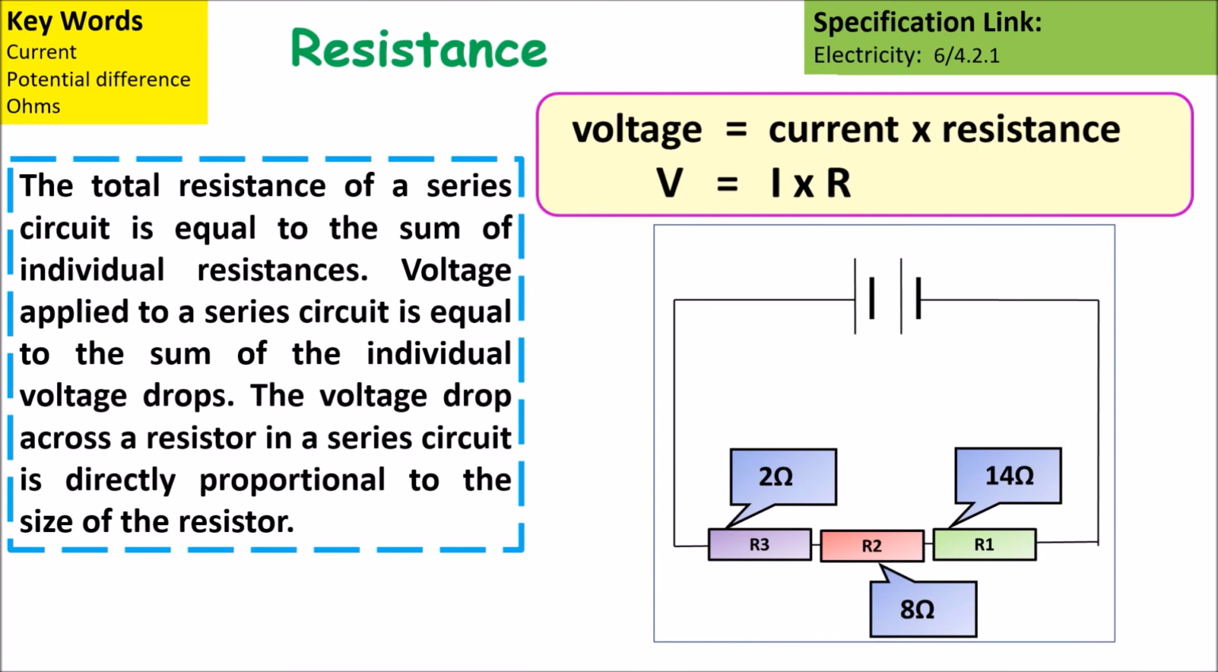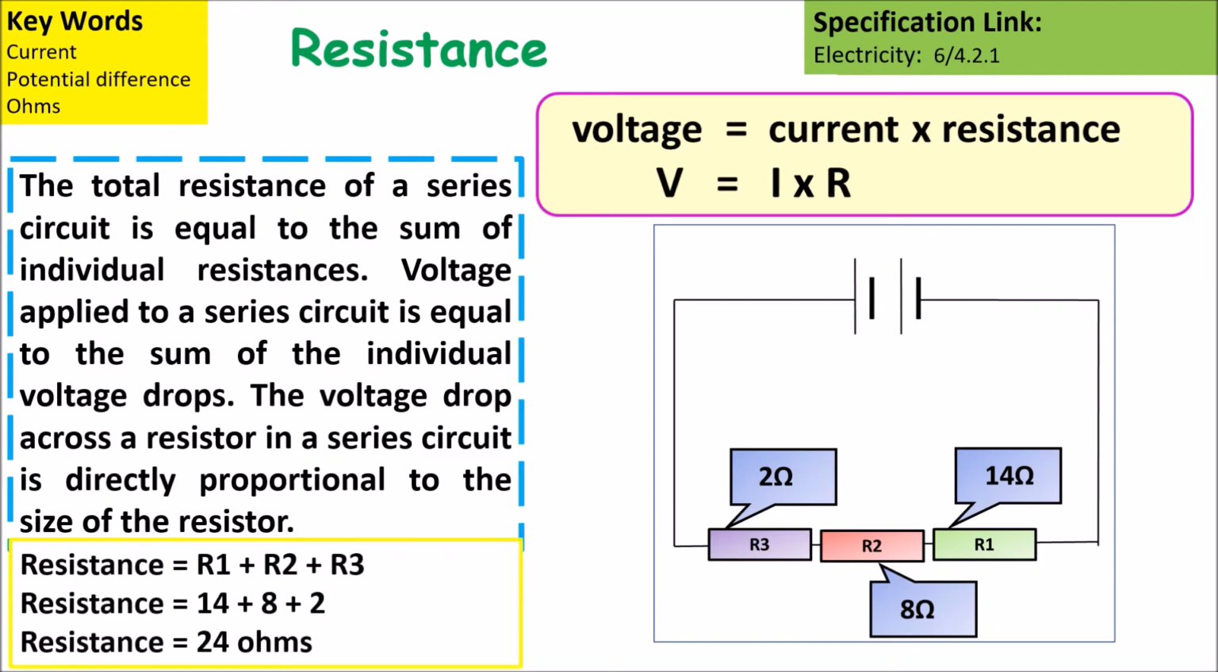The total resistance, like we've said, is made up of the sum of the individual resistors. So in this example, the resistance would be the sum of resistors 1, 2 and 3. So it would be 14 plus 8 plus 2, which would give a total resistance of 24 ohms.